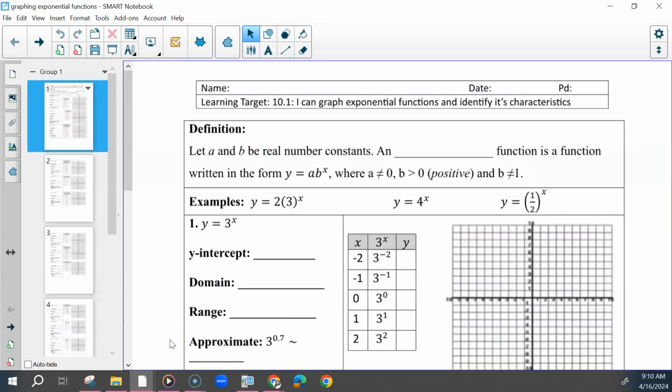Okay, so you should have these notes. Last class we talked about how to graph quadratics. Today we're going to talk about how to graph exponential functions and do some of the characteristics.